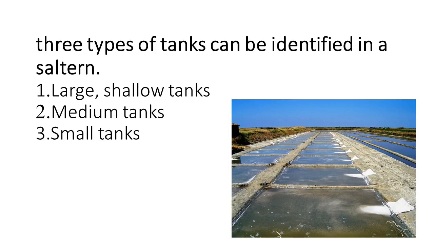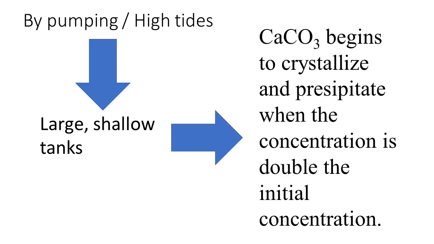Okay, let's now consider how the saltern is made. There are three types of tanks that we can identify in a saltern: large shallow tanks, medium tanks, and small tanks. Those are the three types of tanks that you can find in a saltern. Now we'll consider the procedures, what happens in these tanks. First, the seawater is pumped, or using high tides you can get water into the large shallow tanks. In this tank, the water is exposed to the sunlight. As a result, the concentration of the water gets higher.